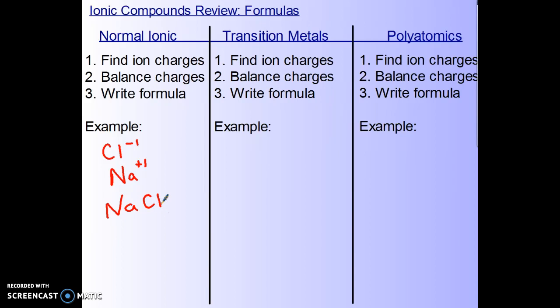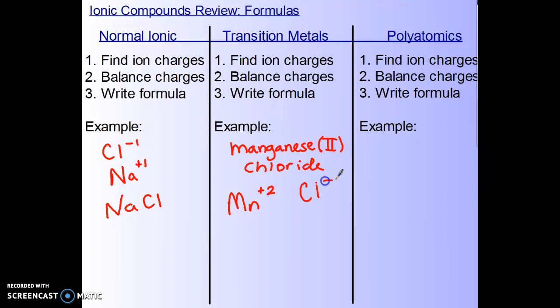Okay? With transition metals, you can find their ion charges usually in the name. So if I had the name manganese(II) chloride, I'll keep with my chloride here, that way it's easy to remember. That would be a 2+ charge on my manganese. Remember that Roman numeral tells you the charge. So Mn for manganese +2, and Cl we know has a -1 charge. So crisscross here, we have MnCl2.